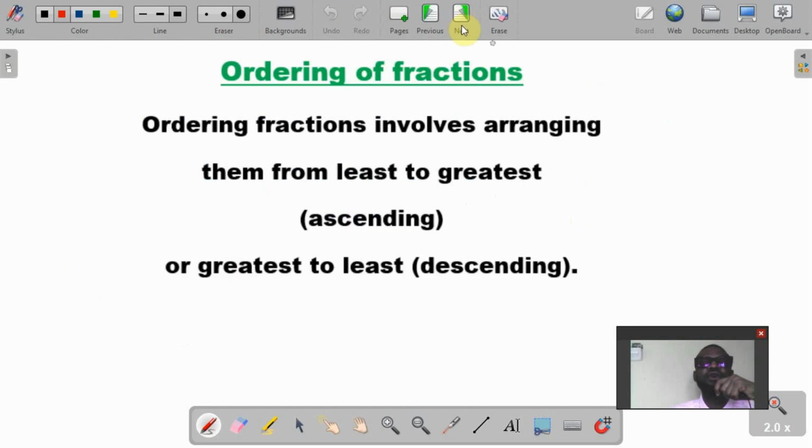Now let's look at how we order fractions. We can order fractions in ascending order or descending order. Ascending order means from the smallest fraction to the largest fraction, while descending order means from the largest or greatest fraction to the least fraction. And we make use of the denominators. Before we can order fractions, we must ensure that the denominators are the same.